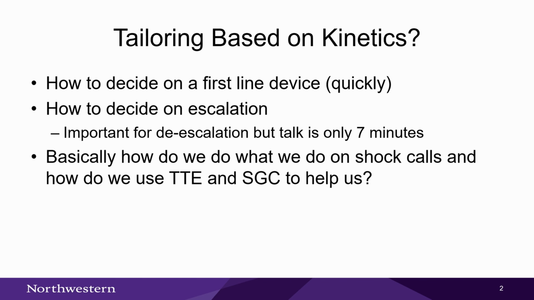First, I wasn't actually quite sure what I'm supposed to talk about when I read the title, so I texted a couple friends, and this was the result of what we all thought I should talk about: how to decide on a first-line device, and quickly, how to decide on escalation. I think echo and hemodynamics are also important for de-escalation, but the talk is only 7 minutes, so I won't be able to cover that, though I included a slide for reference. And basically, how do we do what we do on shock calls, and how do we use an echo and SWAN to help us?